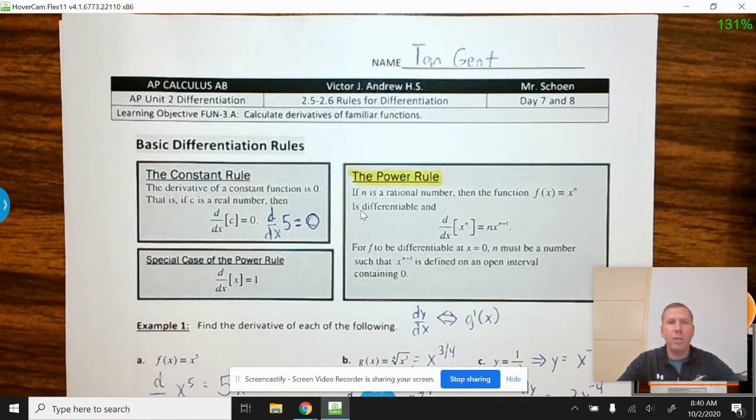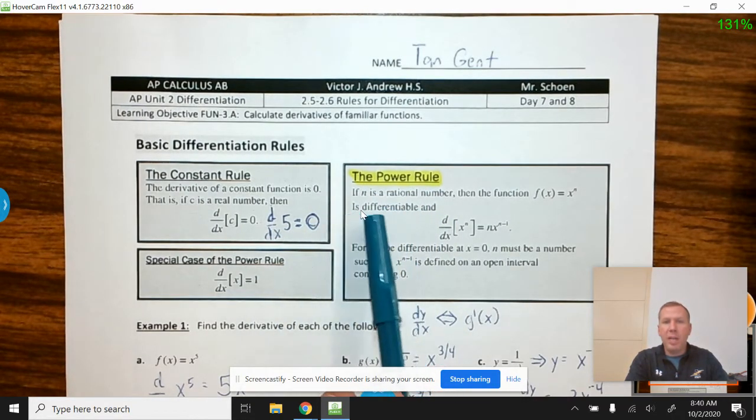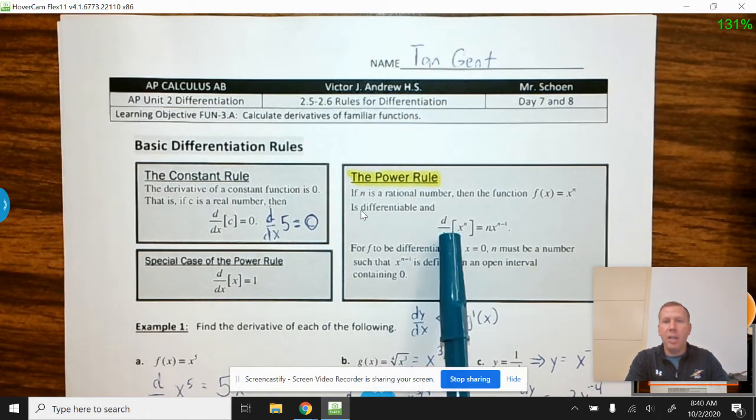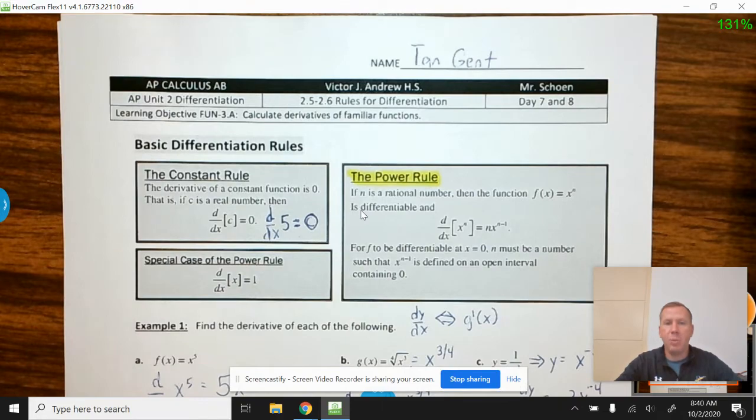Okay, now just to review, the biggest thing that we are going to use is the power rule in lots of different ways. So the power rule says the derivative of anything x to the nth power is n times x to the n minus 1 power.